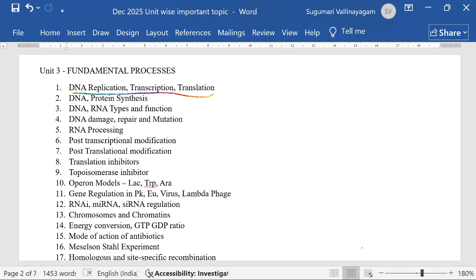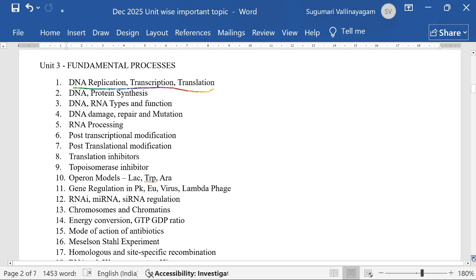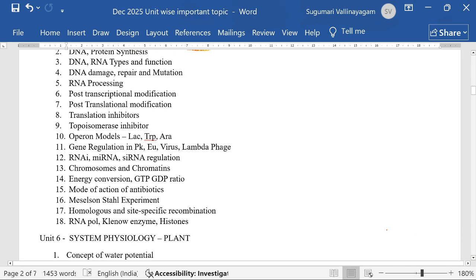Chromosome and chromatin come in gene expression and genome organization. Then energy conservation, mode of action of antibiotics, and experiments like the Meselson experiment, homologous and site-specific recombination, and some enzymes: the role of RNA polymerase, DNA polymerase, nucleases, and histone activity. These are all important.